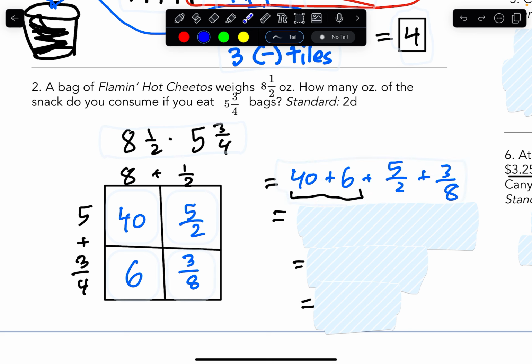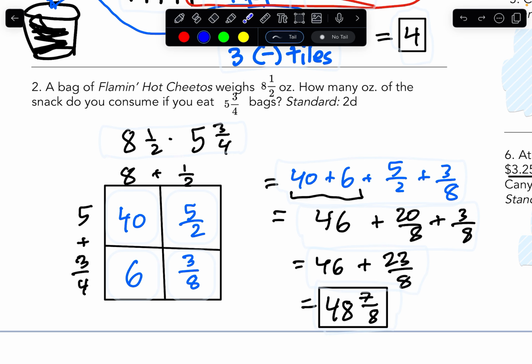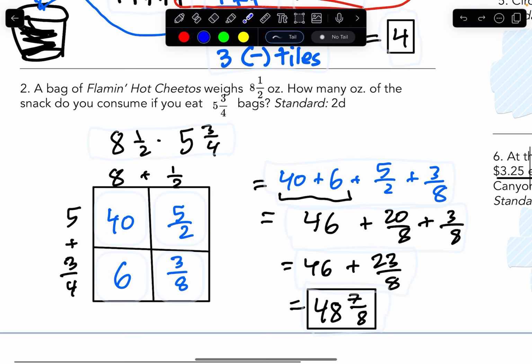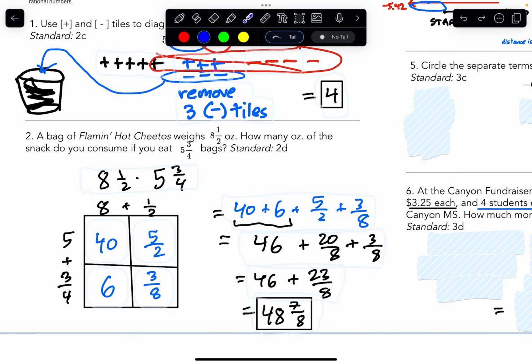Adding this all up, we get 40 plus 6 is 46. Making common denominators, we're going to get 23/8. And adding those up, we get 48 with a remainder of 7. So the correct answer is 48 7/8. I'll give you a moment to write that down if you did not write it down yet.